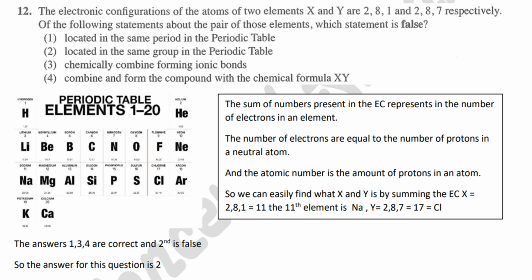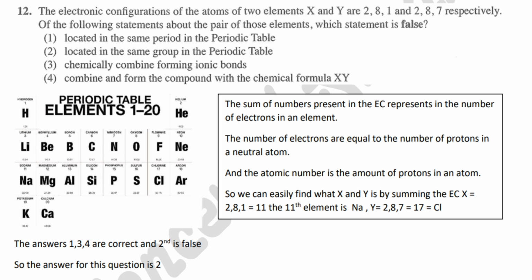First option: located in the same period in the periodic table. What is a period in a periodic table? It's the horizontal row, like lithium, beryllium, boron, carbon, nitrogen, oxygen, fluorine, neon. That's a period, horizontal. And a group is vertical, like hydrogen, lithium, sodium, potassium. We have 8 groups and 4 periods in our syllabus.